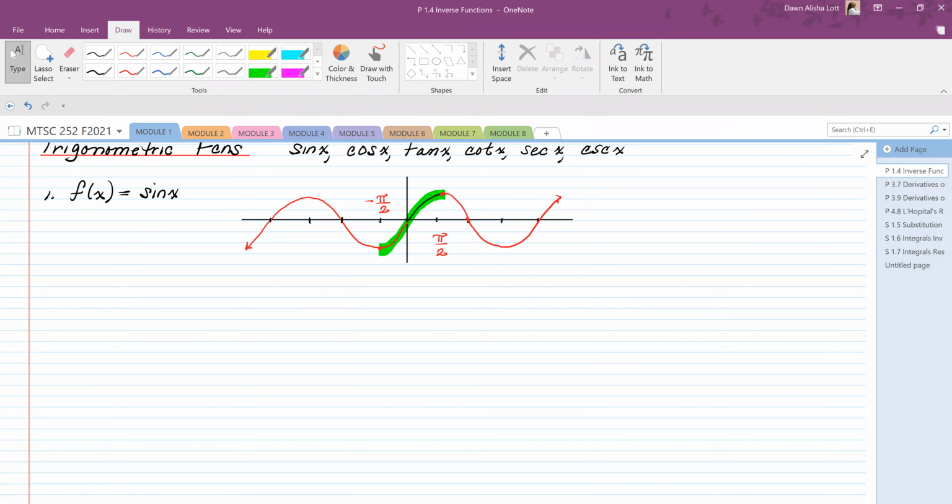Okay, so we can define the function f of x to be the sine inverse of x, provided we're on the interval minus pi over 2 and pi over 2. So the sine inverse of x function works only in that interval.